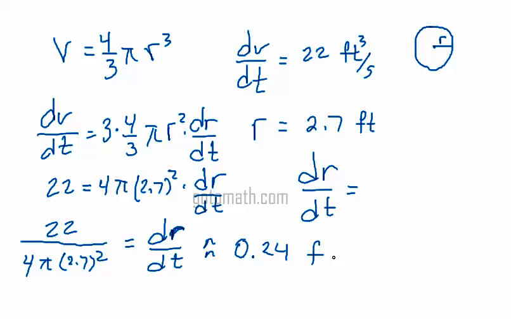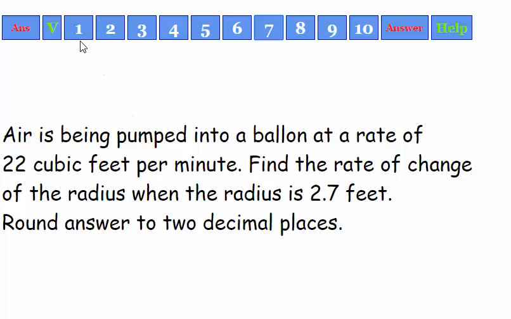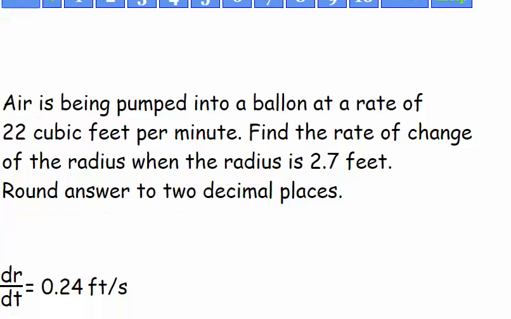Now remember, we don't want to leave off our units. This is feet per second, 0.24 feet per second. So let's come over here, hold my breath, and it looks like we both agree, so that should be it.